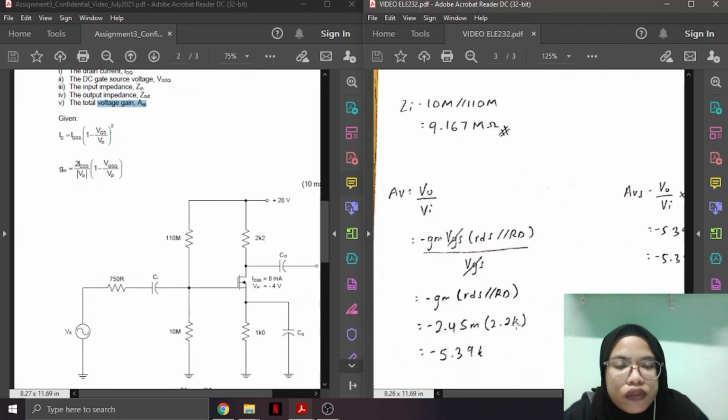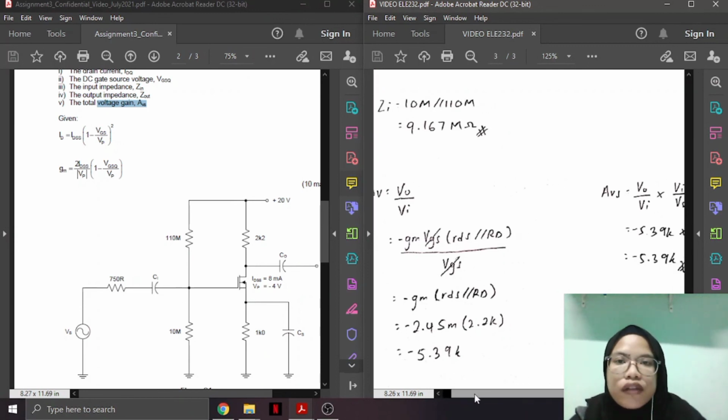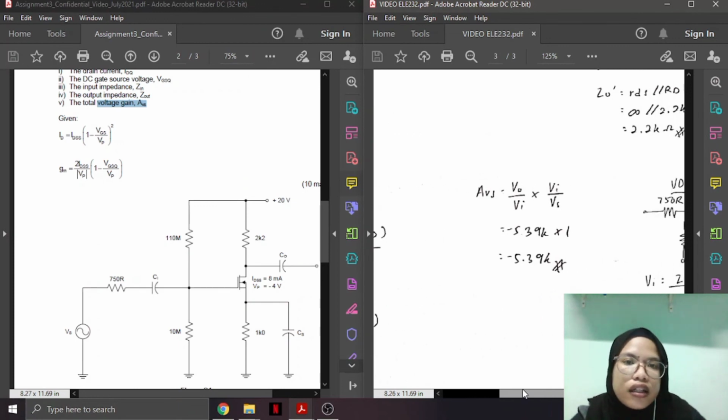So from the question that we get, the Vout is negative gm VGS times RDS parallel with RD. Vin is VGS. We can cancel VGS and then we get negative gm times RDS parallel with RD. So the answer that we get is negative 5.39K for the AV.